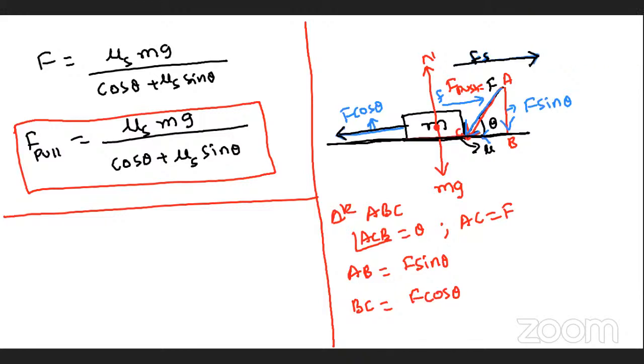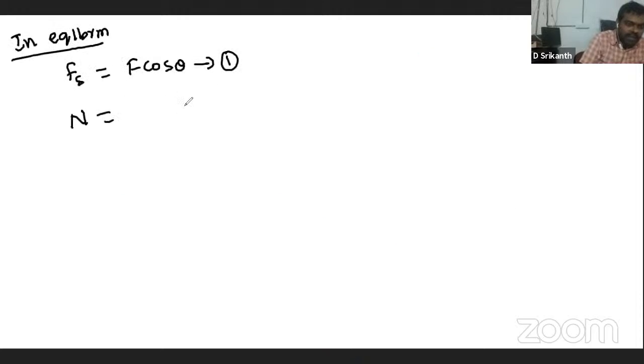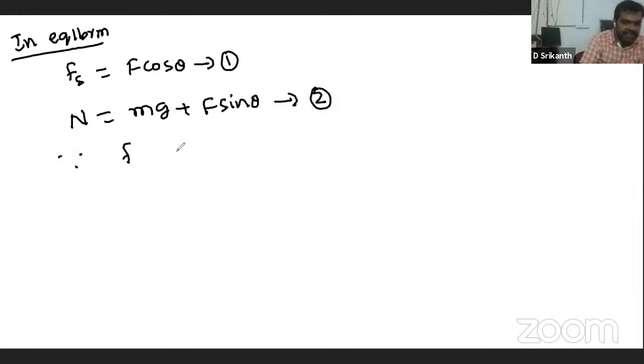Mg plus F sin theta equals N. So N is equal to Mg plus F sin theta, called equation 2. Since we know that Fs is equal to mu s times the normal force, the normal force from equation 2 is Mg plus F sin theta.